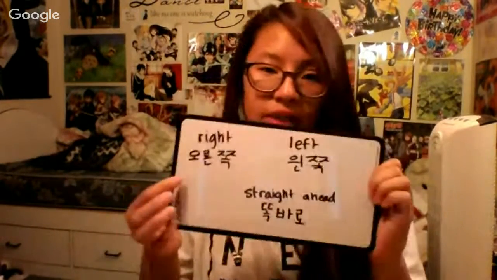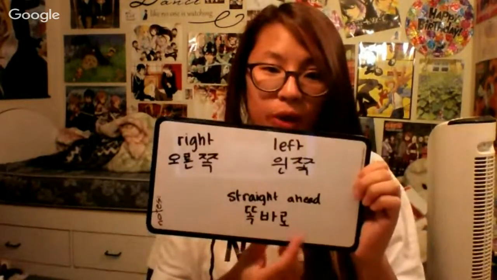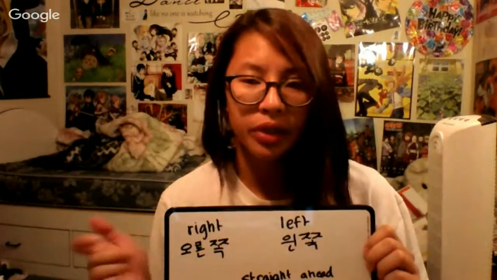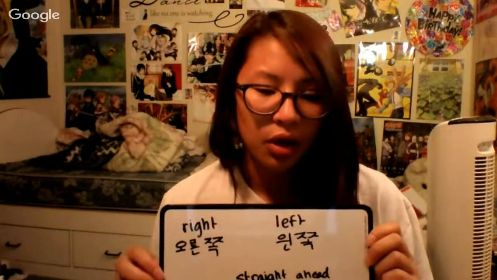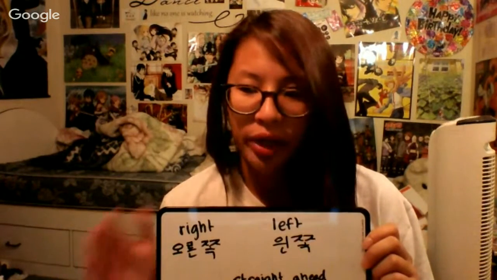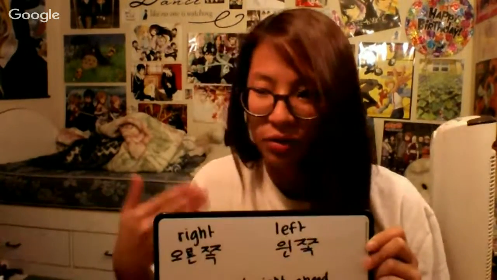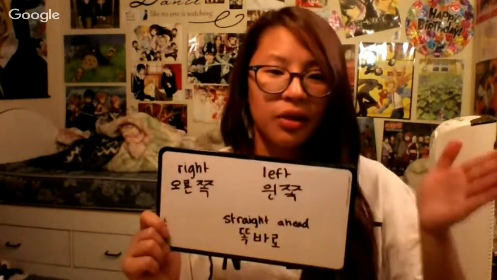So let's see. Get my camera back on. So right is 오른쪽, left is 왼쪽, and straight ahead is 똑바로. I've only heard these when telling you which way to go. So let's say someone asks where is the library? 도서관에 어디 있어? So 도서관 is library, location marker, 어디 is where, and 있어 is 있다, which is to exist. So 도서관에 어디 있어요?